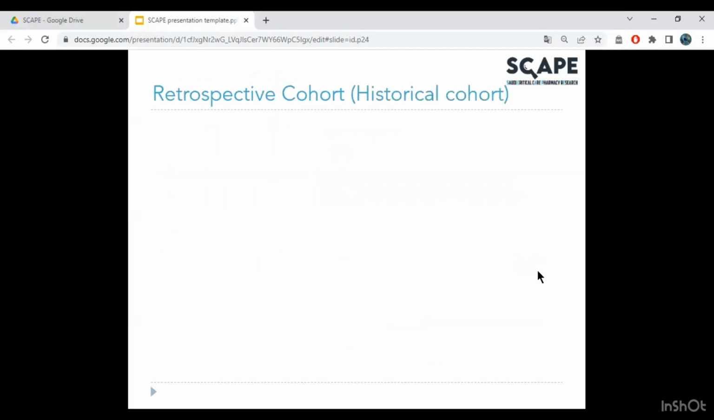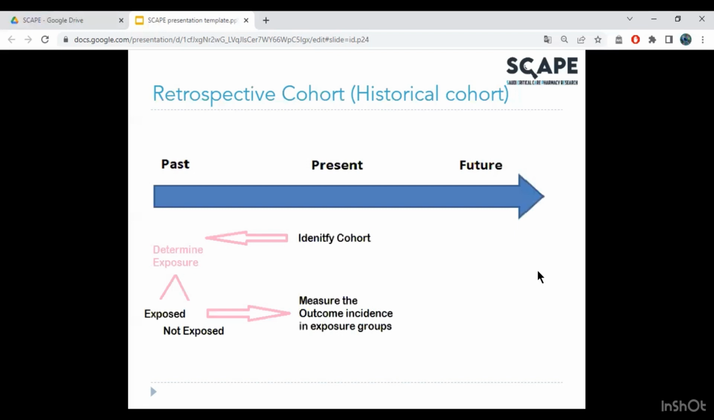Okay. Another type of cohort study is called retrospective cohort, or we might name it historical cohort. The same conditions apply here as the typical cohort study. However, all the data have already happened in the past, and the investigator tries to collect these data retrospectively.